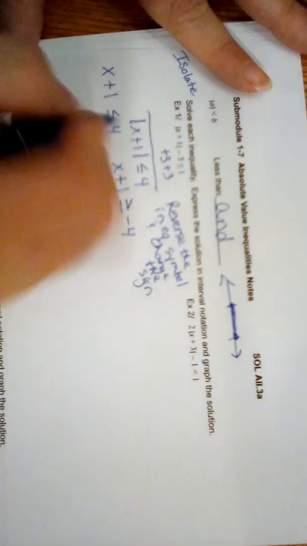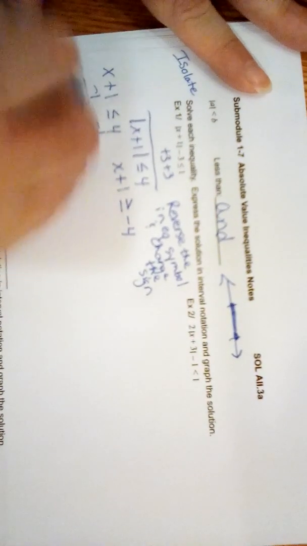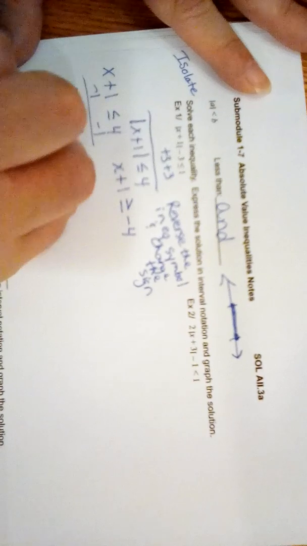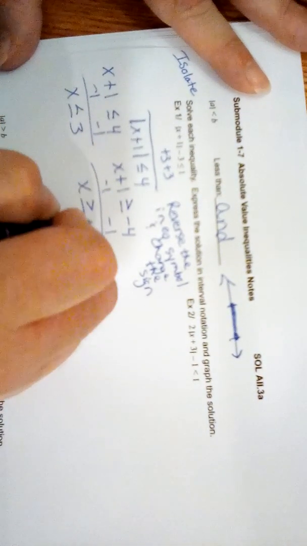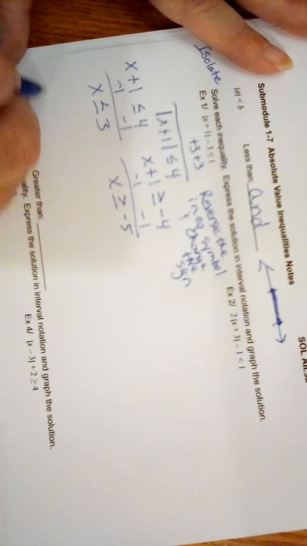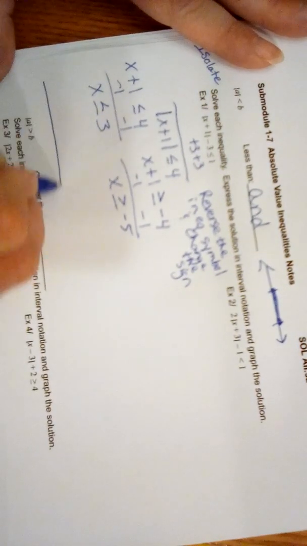Reverse the symbol, the inequality symbol, and change the sign. Okay, to get the second little inequality. And then these are just little one-step inequalities. Okay, so it's an "and", so I'm going to be looking for where does it overlap.